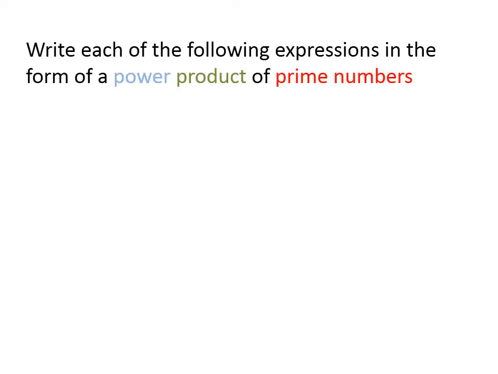The question is, write each of the following expressions in the form of a power product of prime numbers. Here is the first expression. It contains prime numbers multiplied by each other. They have powers. We have to calculate the power product of prime numbers. We have to keep in the answer prime numbers with their powers. Okay, we don't have to calculate. So how to solve it?